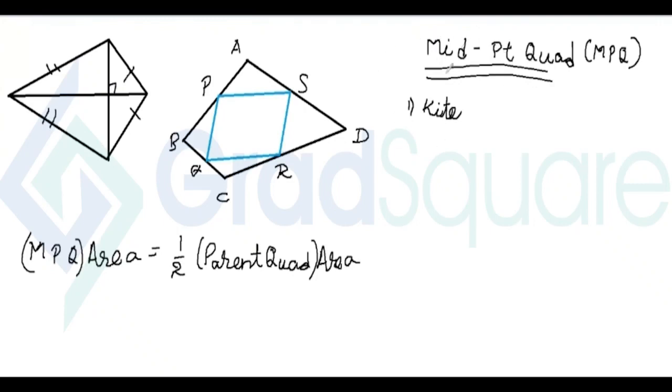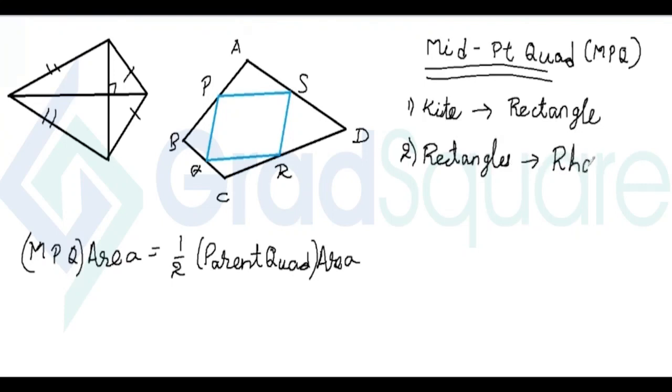So for the midpoint quadrilateral property, the midpoint quadrilateral of a kite will be a rectangle. If you join the midpoints of the sides of a kite, you will get a rectangle. The second thing that we have to remember is that if I join the midpoints of the sides of a rectangle, I will get a rhombus. Then what do I get if I join the midpoints of the sides of a rhombus? I'll get a rectangle. Similarly, a square's midpoint quadrilateral will be a square.